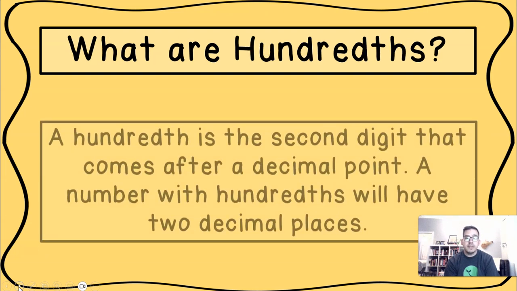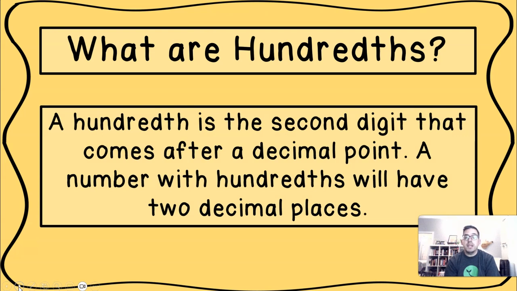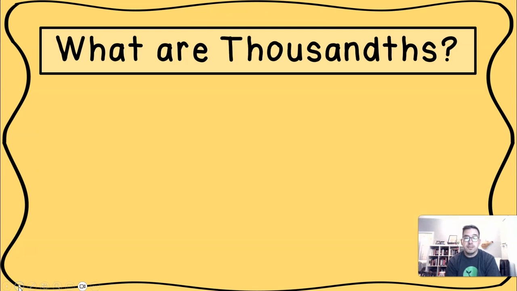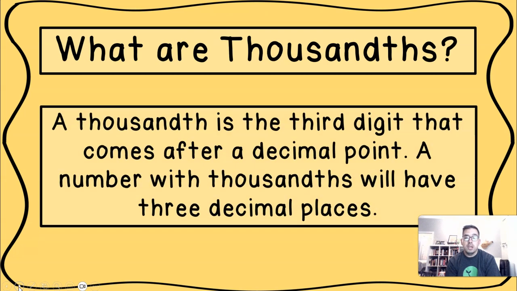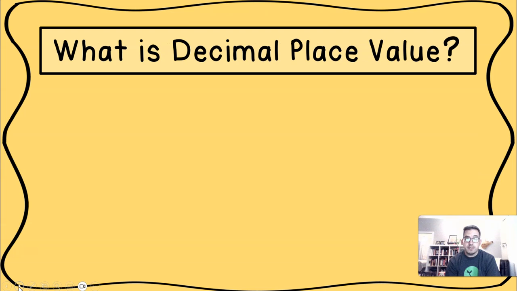What are hundredths? A hundredth is the second digit that comes after a decimal point. A number with hundredths will have two decimal places. And what are thousandths? Well, a thousandth is the third digit that comes after a decimal point. It goes tenths, hundredths, and then thousandths. A number with thousandths will have three decimal places.